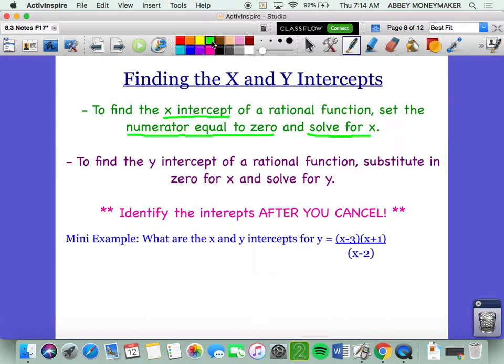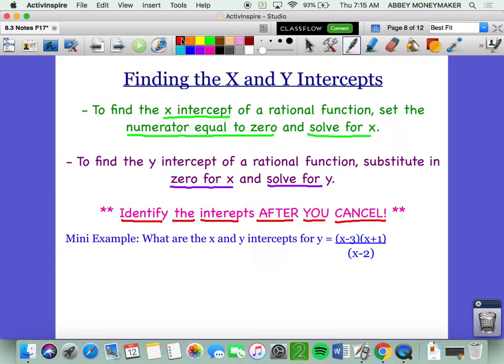If you want to find the y-intercept, you do what you do every other time I've asked you to find the y-intercept. You plug in 0 for x and you solve for y. Okay? Big important part right here. I wanted to star it. I'm underlining it, highlighting it. Oh my goodness, you got to know this. You have to identify these intercepts after you cancel. Okay? So once you're in factored form and you've done your restrictions, you've told me whether they're vertical asymptotes or holes, the next thing is to cancel them out and find your x and y intercept.